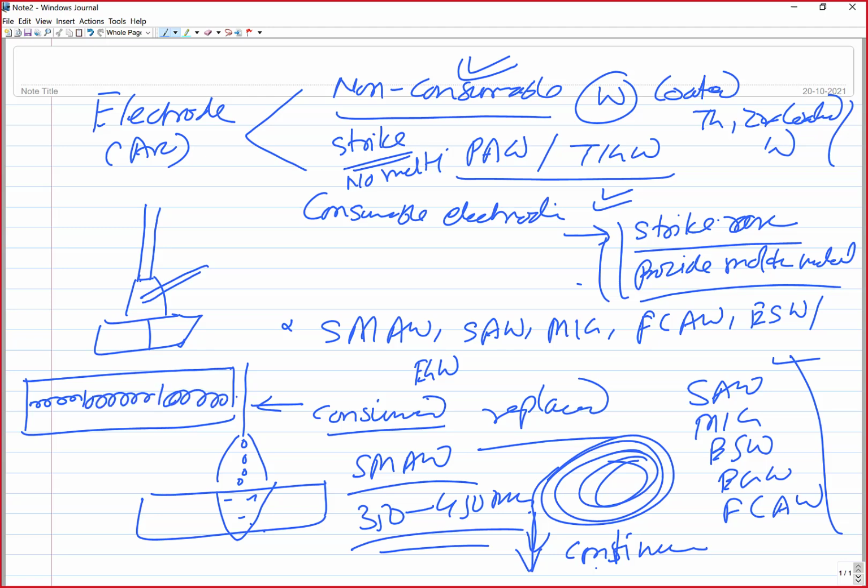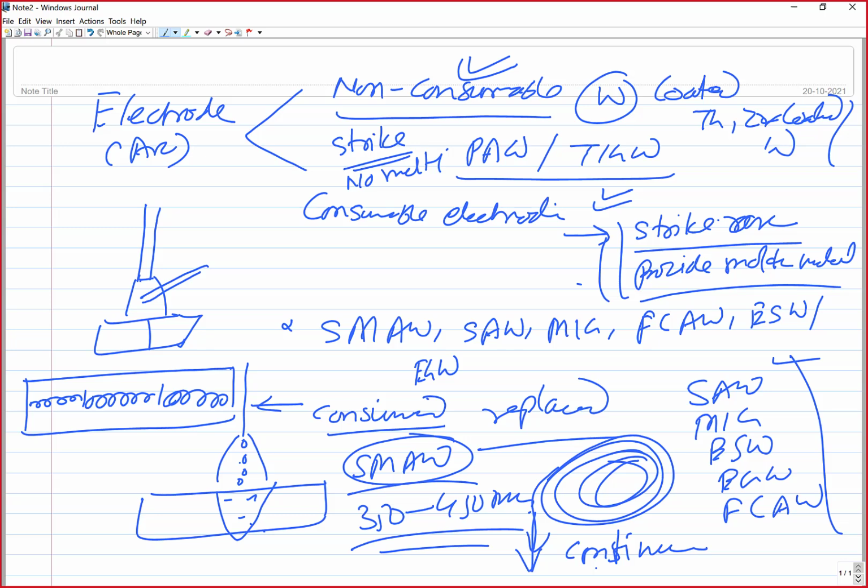So the process is interrupted in the case of SMAW. This is the disadvantage. The process has to be stopped, then the electrode has to be changed, and a new electrode has to be placed. So this slows down the process. That is good for general welding purposes, for repair purposes, or for minor fabrication works.